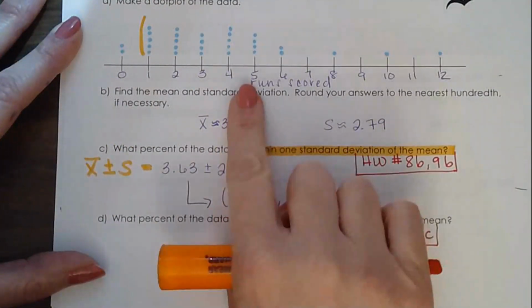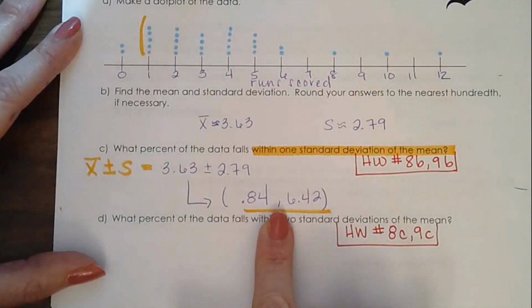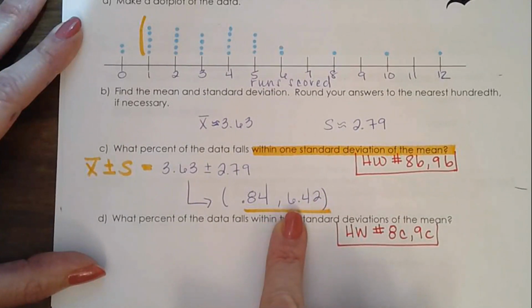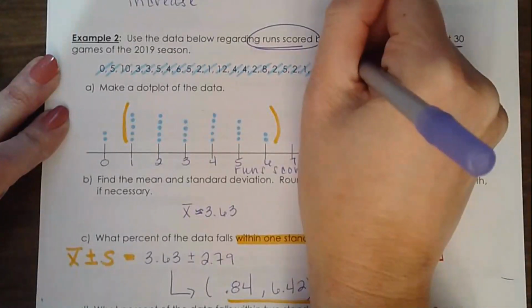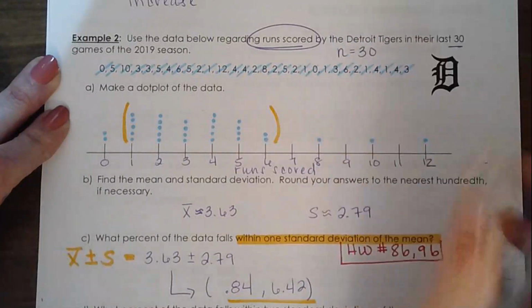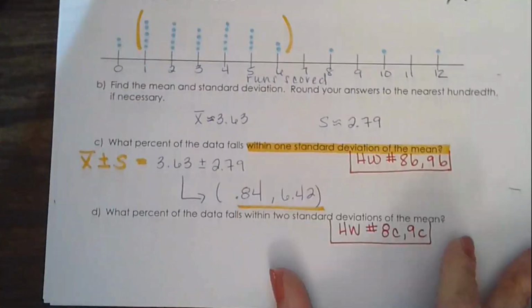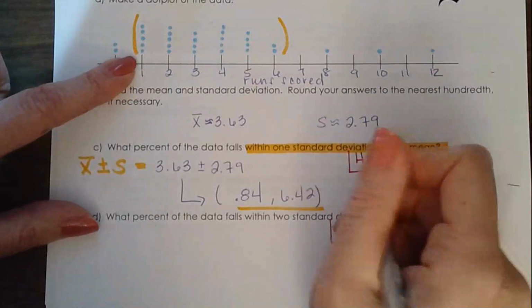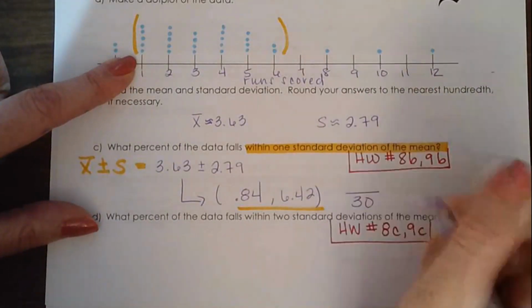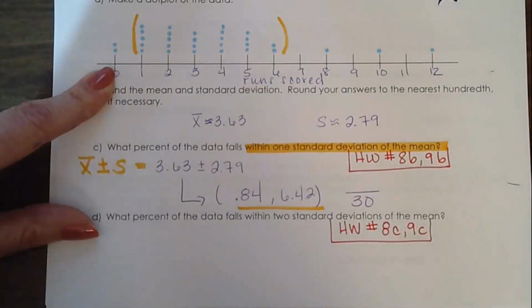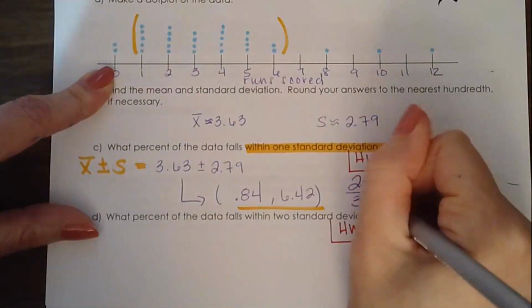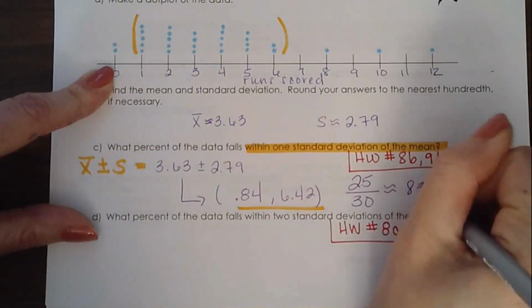Are the dots at 5 inside this interval? Yes. Are the dots at 6 inside this interval? Yes. Is that dot at 8? No. Okay. Remember, this is out of 30 games for the Tigers, so our sample size is 30. So what percent is within, these are our boundaries, within 1 standard deviation? How many out of 30 dots are inside here? Well, I can see there's 5 outside, so how many are inside? 25, which is about 83% of the data.